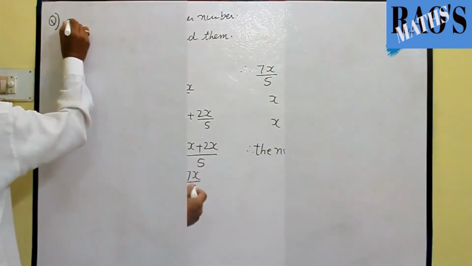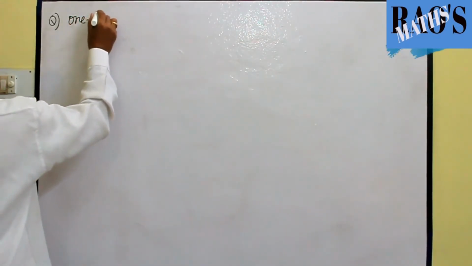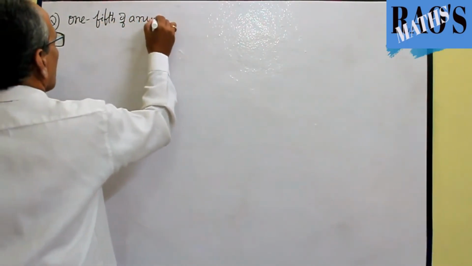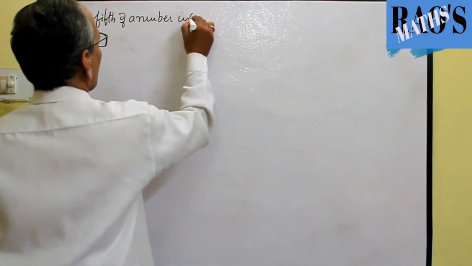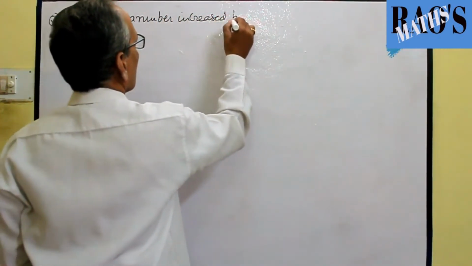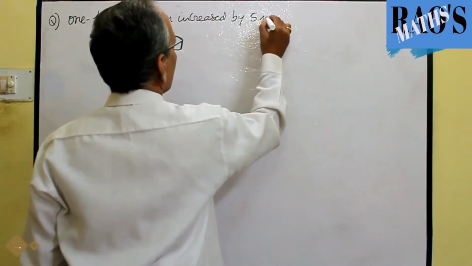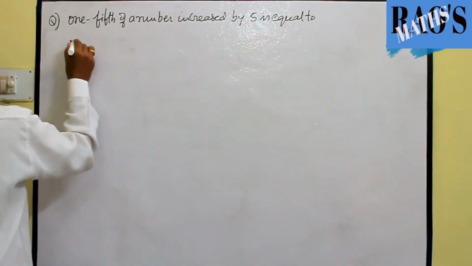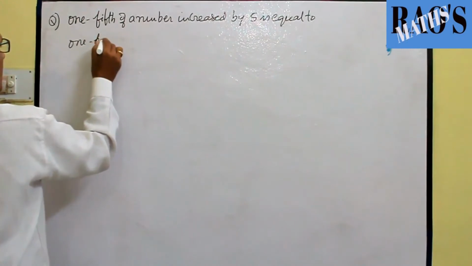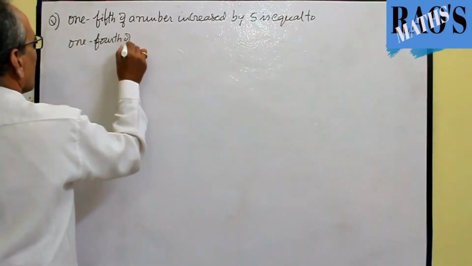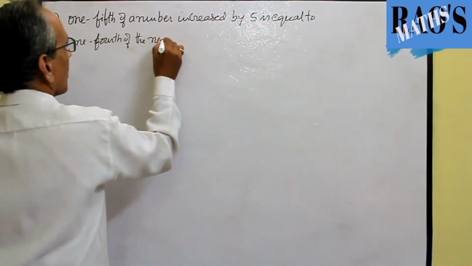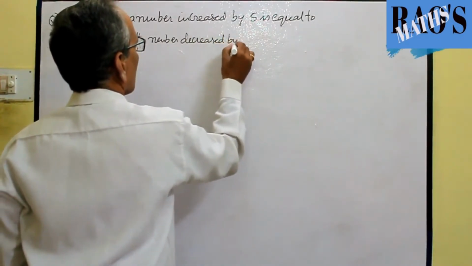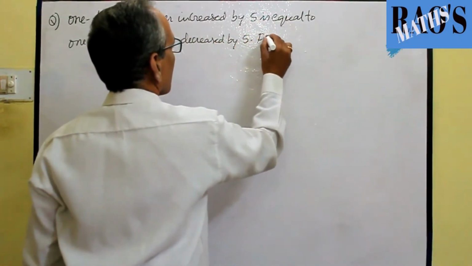One more question of the same kind. 1/5 of a number increased by 5 is equal to 1/4 of the number decreased by 5. Find the number.